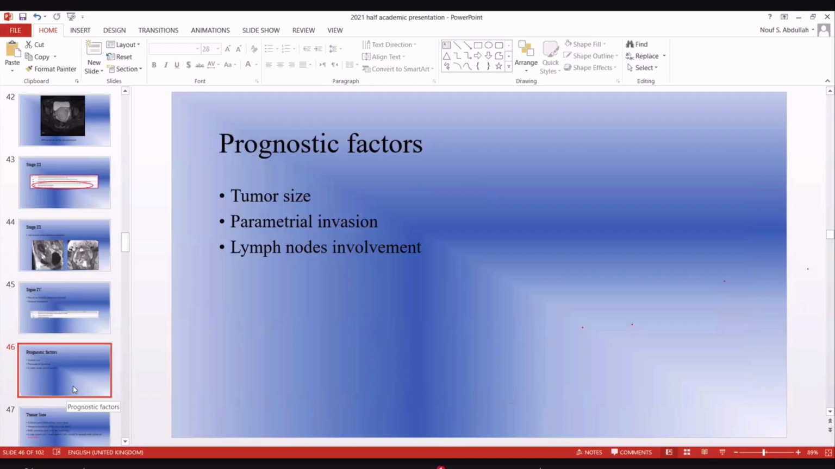There are three important prognostic factors that you keep in mind. Tumor size. What is the tumor size that make a difference in cervical cancer? We mentioned it. It's the 4 centimeter. Anything above 4 centimeter is very important because the patient will be non-surgical. Parametrial invasion is another case because patient will be non-surgical. Lymph node involvement is another prognostic factor because this patient, she will need a chemotherapy as well.